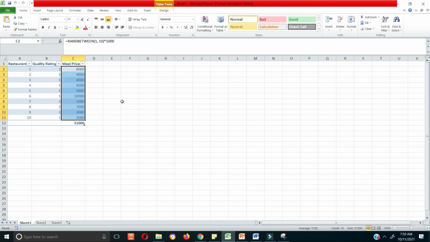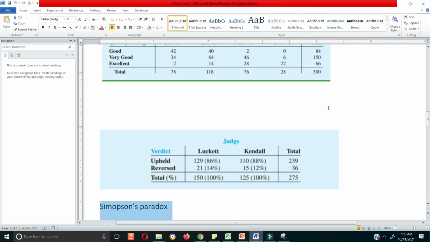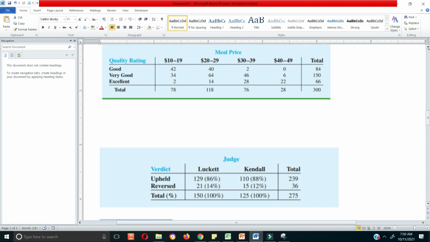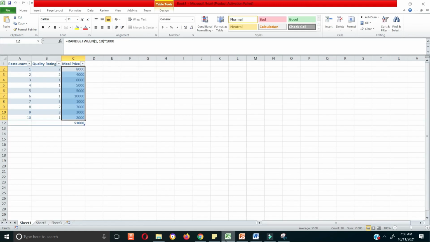So what you're really interested in this case is the meal price. For instance, if you want to cross-tabulate meal price against quality rating, I think that's the situation we had in this table. If you want to figure out how the meal price affects the quality rating, you just go over here.